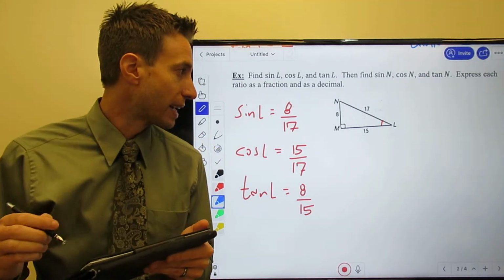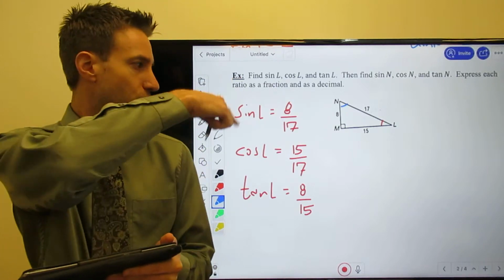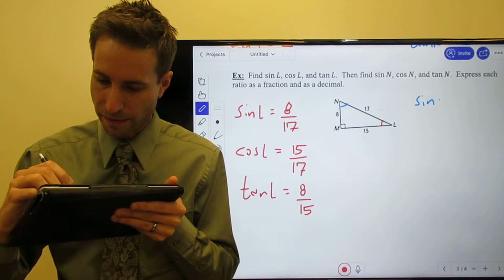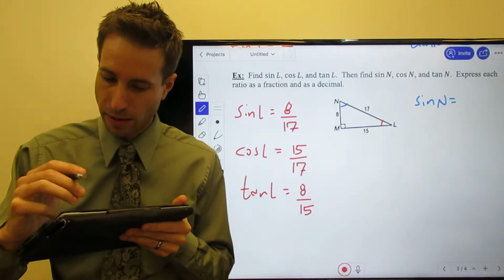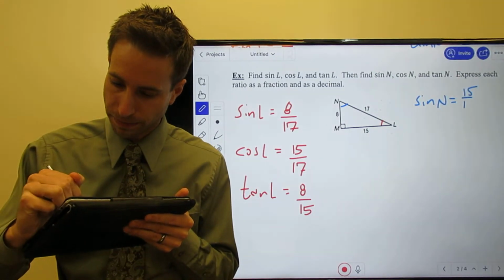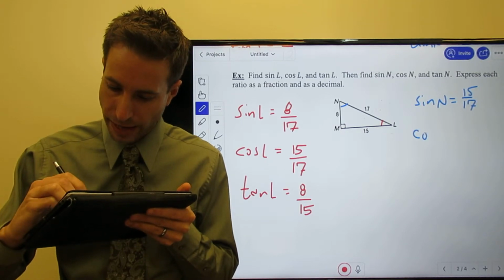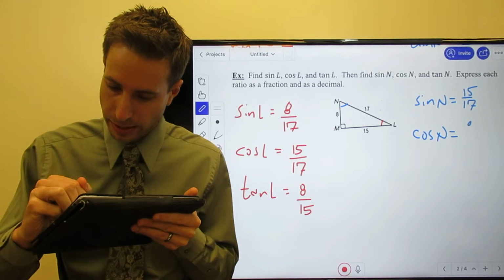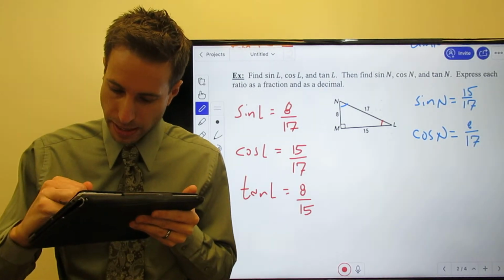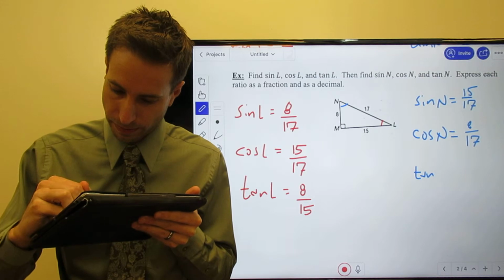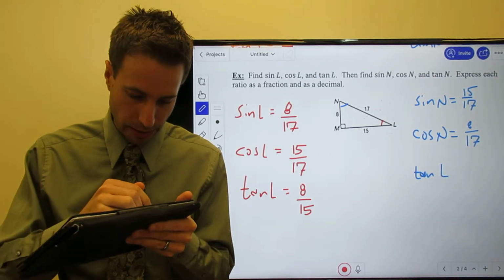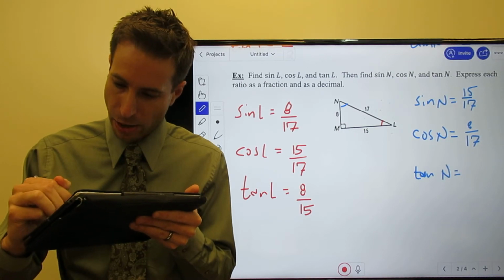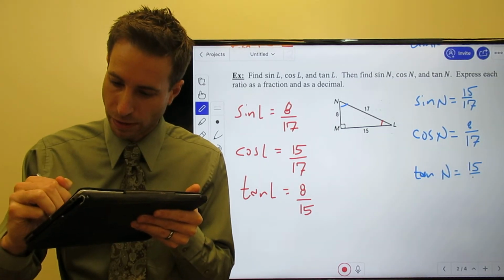And then we go ahead and write the ones for N, but I'll just do the easy part where they switch places. So sine of N will be whatever the cosine of L was, 15 over 17. The cosine of N will be whatever the sine of L was, so 8 over 17. And the tangent just flips. Sorry, not L, tangent of N. And that'll be 15 over 8.